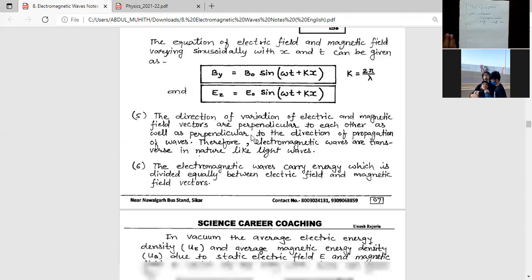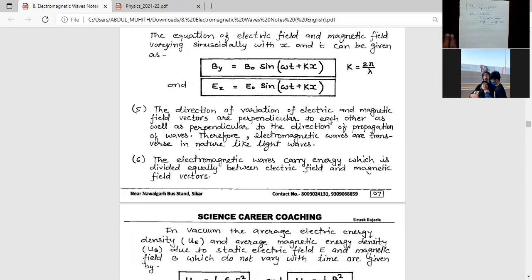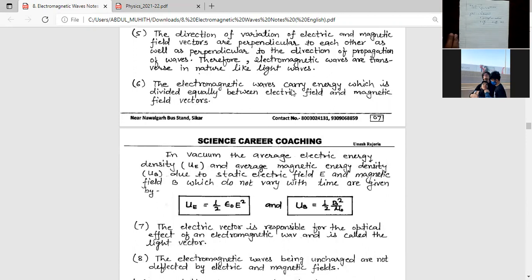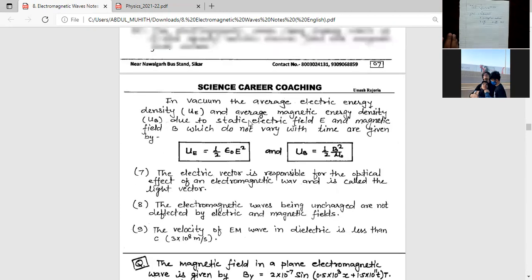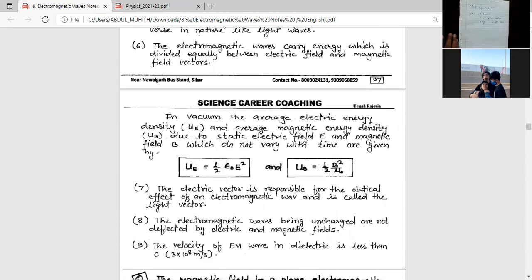The directions of variation of the electric and magnetic field vectors are perpendicular to each other as well as perpendicular to the direction of propagation of the wave. Electromagnetic waves are transverse in nature, like light waves. Next, electromagnetic waves carry energy which is divided equally between the electric field and magnetic field vectors.